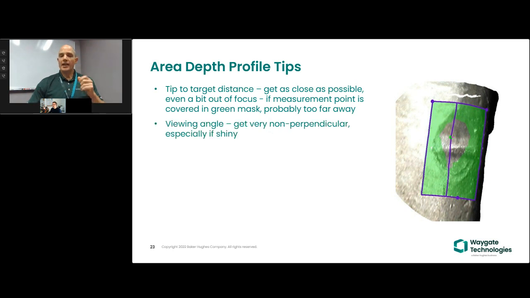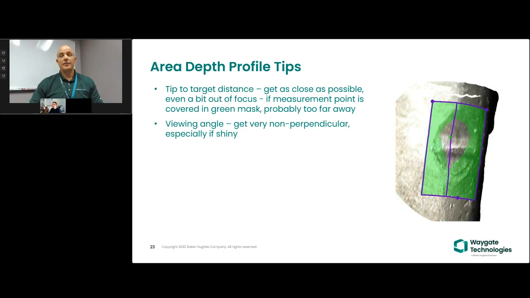Next, viewing angle can be quite important, especially again with very small features. You're going to get the highest quality, lowest noise 3D data from a very non-perpendicular perspective. So you want to be at an angle to the surface rather than looking straight on. And that's especially true if it's a shiny surface.